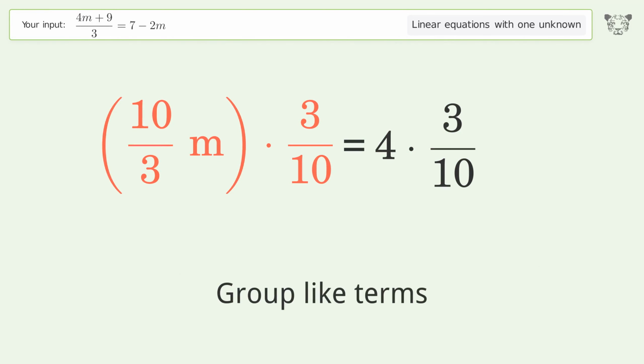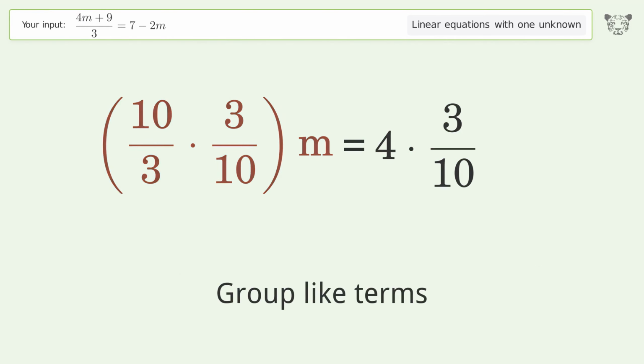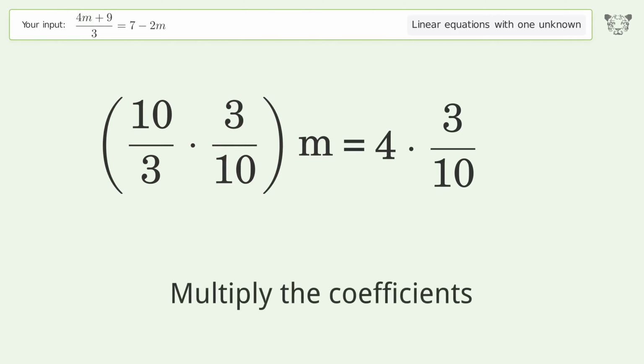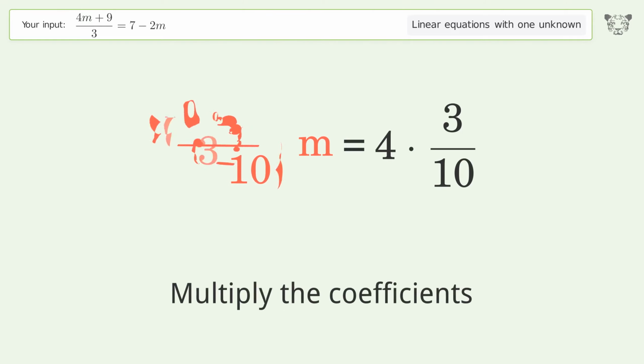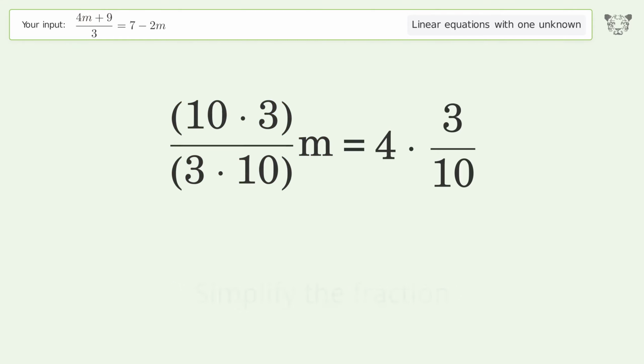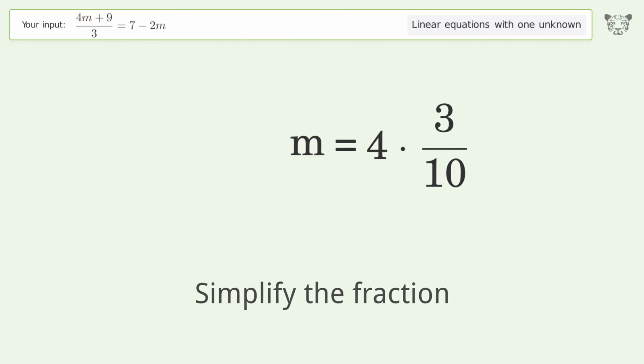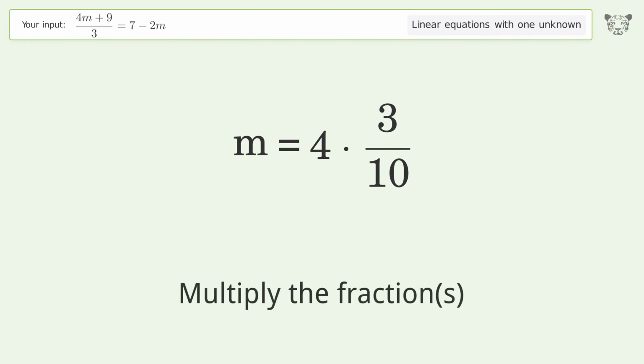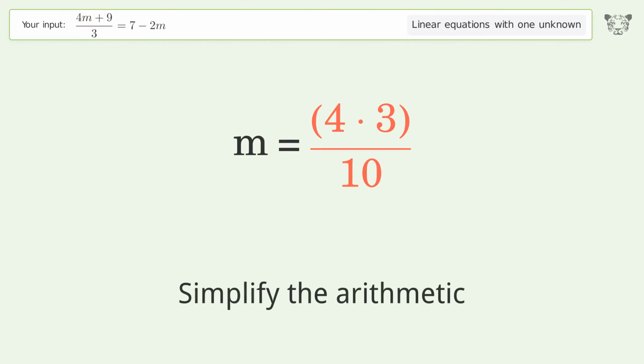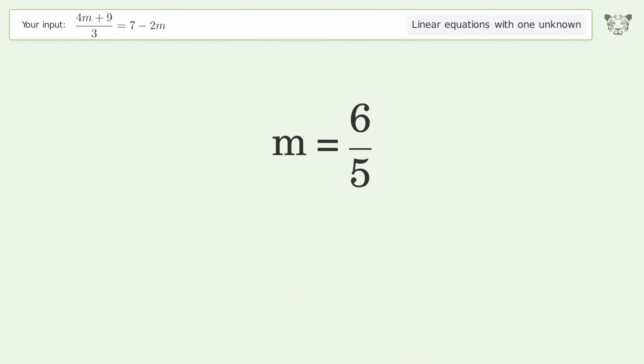Group like terms. Multiply the coefficients. Simplify the fraction. Multiply the fractions. Simplify the arithmetic. And so the final result is m equals 6/5.